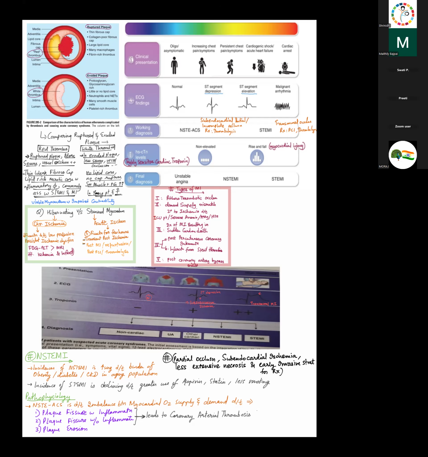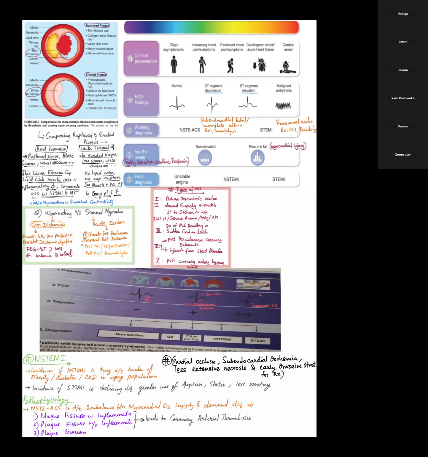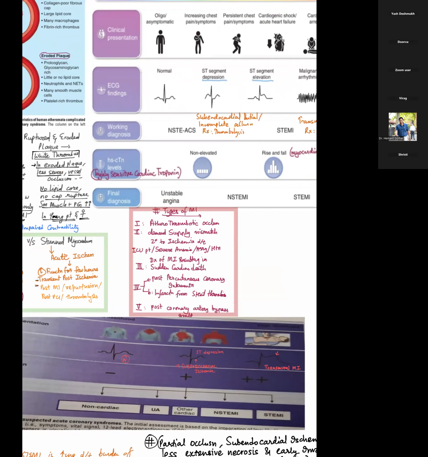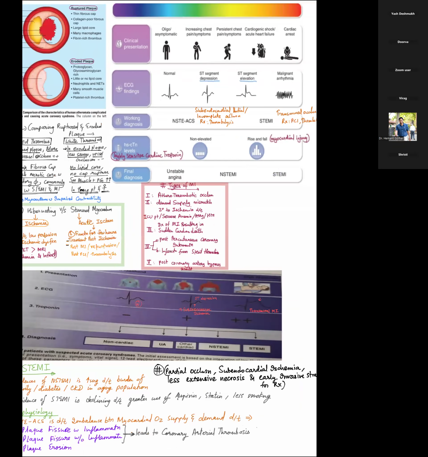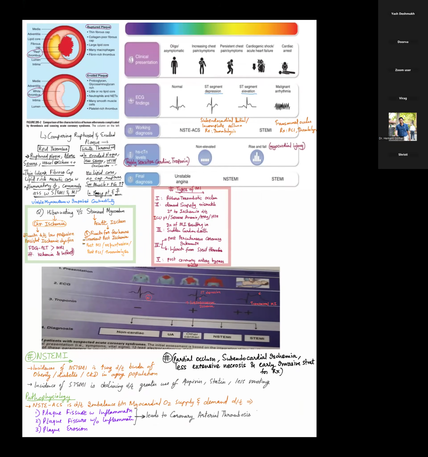And if the patient comes with increasing chest pain or persistent chest pain, then on ECG we'll find ST depression due to subendocardial partial incomplete occlusion, and the cardiac markers may be elevated, suggestive of NSTEMI. If the patient comes with complications like cardiogenic shock or cardiac arrest, and on ECG ST elevation or malignant arrhythmias are present, the working diagnosis can be STEMI due to transmural occlusion, and the cardiac markers may rise or fall. Final diagnosis can be STEMI.